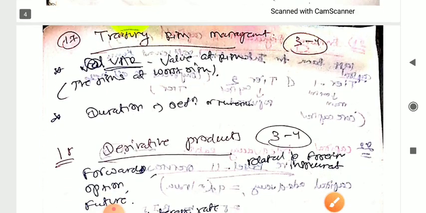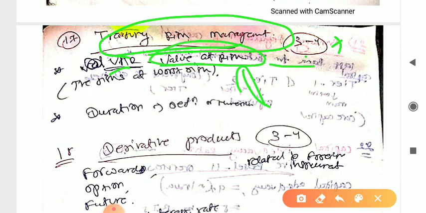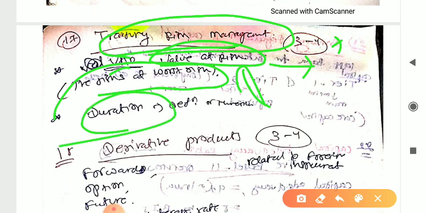So the next important thing is treasury risk management. Here it will cover something like 3 to 4 marks. What are the important things covered here? Treasury risk management, the risk related to the treasury. And here is VAR, value at risk. How to calculate the VAR, the risk at worst case. This is the risk that will happen in the worst condition, value at risk. And duration, there will be some definitions related to that. So this is the duration of the risks.